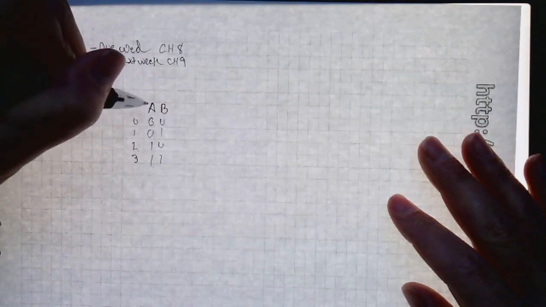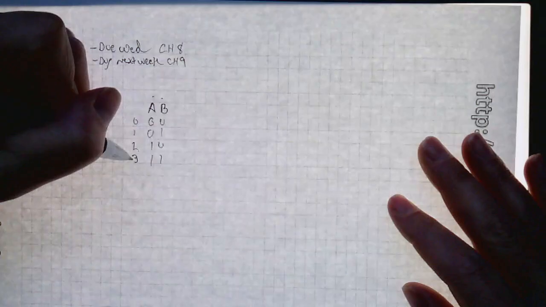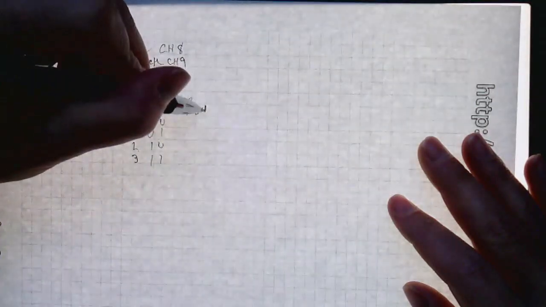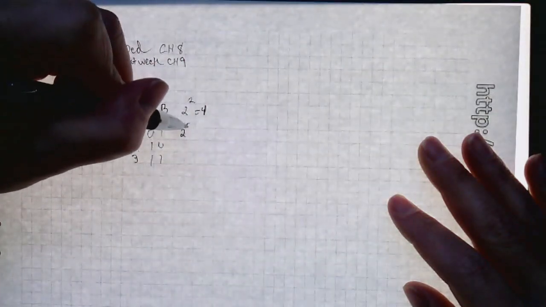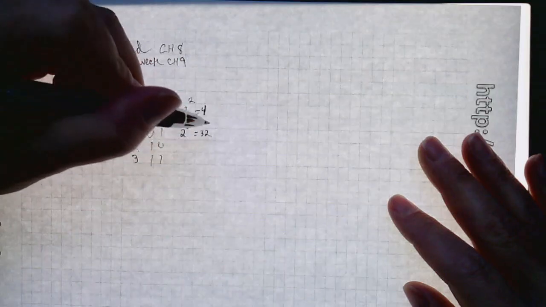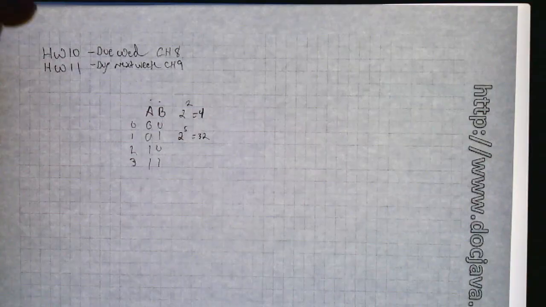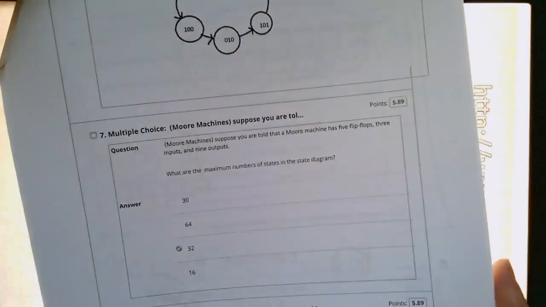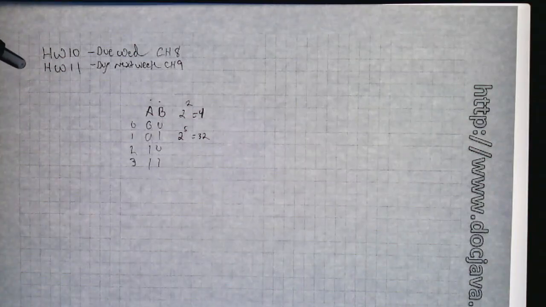So if I have 2 flip-flops, I can have 4 states because 2 to the 2 is equal to 4. So if somebody says, okay, now you have 5 flip-flops, then it's 2 to the 5, which must be equal to 32. And so that's how I would approach that problem. And in fact, when I look at the answer, indeed, it is 32. So that's a correct answer, and that is a good approach to the problem. What do you think of that? Is that good?